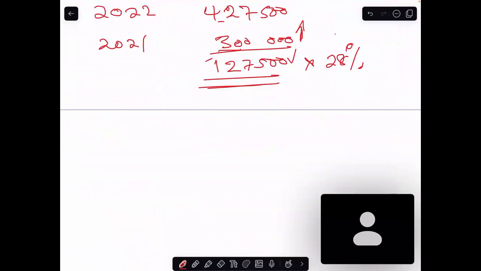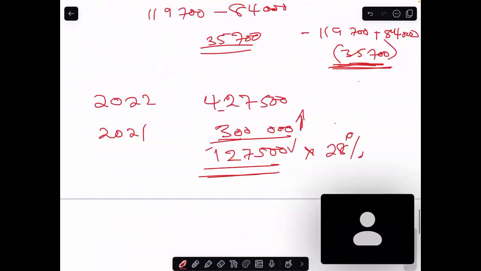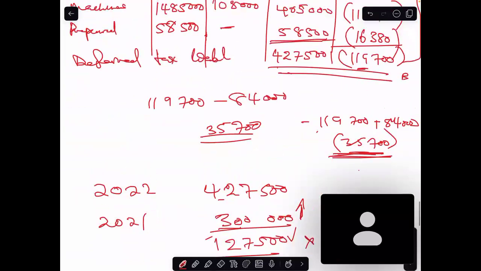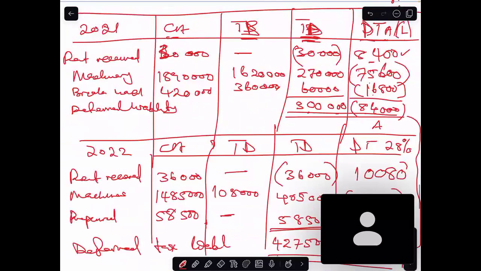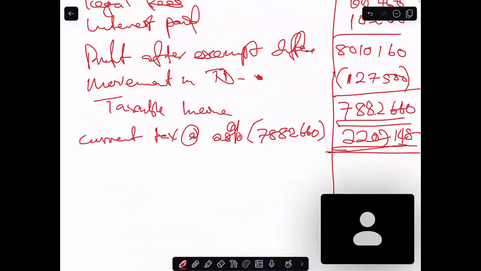Can you just scroll up? I just want to check what's the answer for the current tax at 28%. All right, the current tax, 28% of taxable income. So it's not 145, because it's 2,207,144.80. Oh, it's 5. All right, it's fine. Yeah, it's 5.